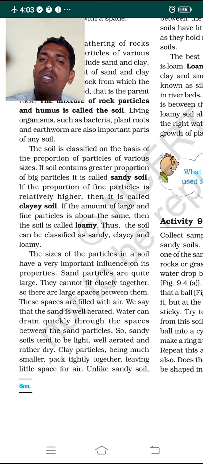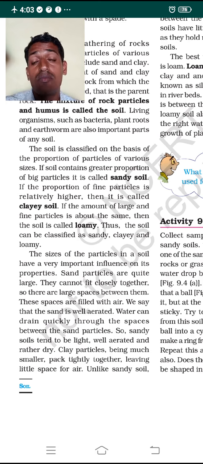Now what about the clayey soil? The soil particles of clay are much more tightly packed, because they are smaller in size. Fine particles are present in the clay soil, that's why they are tightly packed together. Hence they leave very little space in between for air to pass through. Very small air passages are allowed.